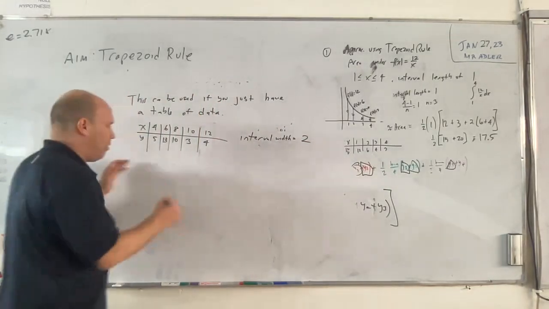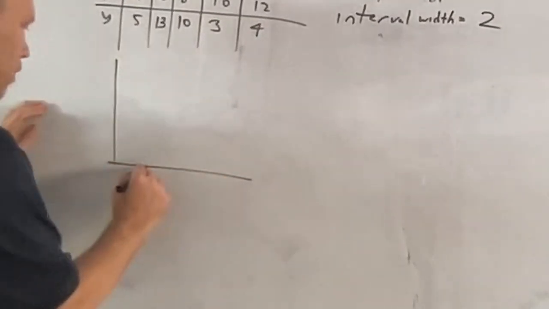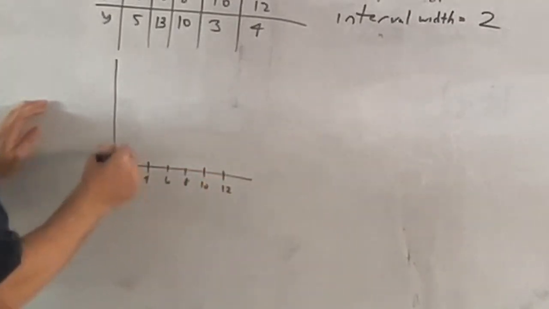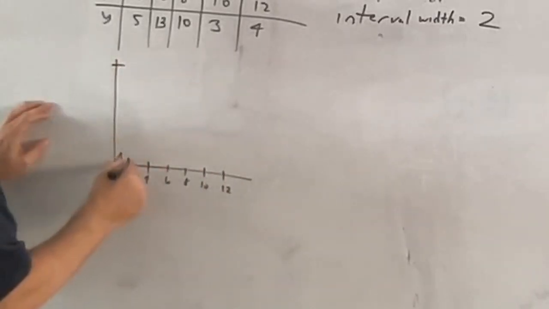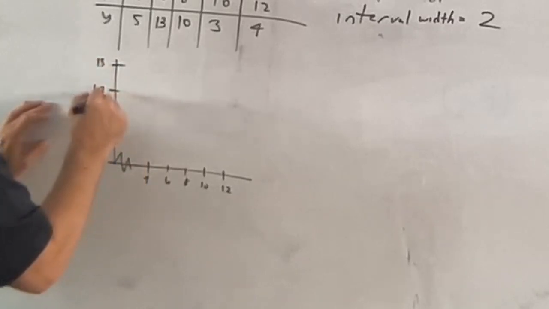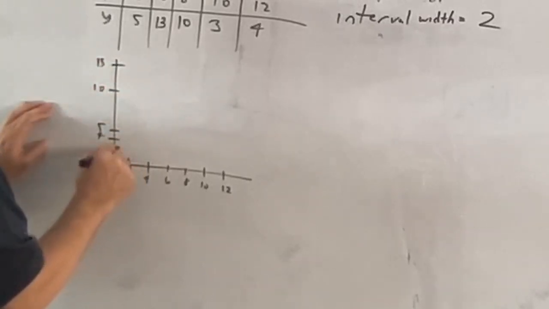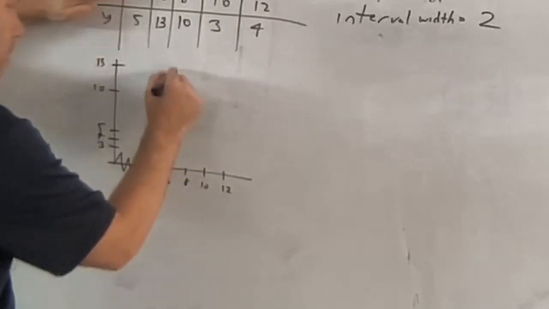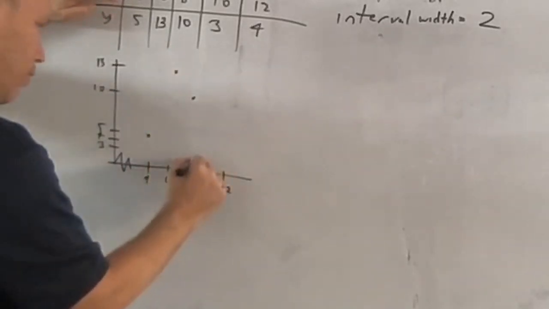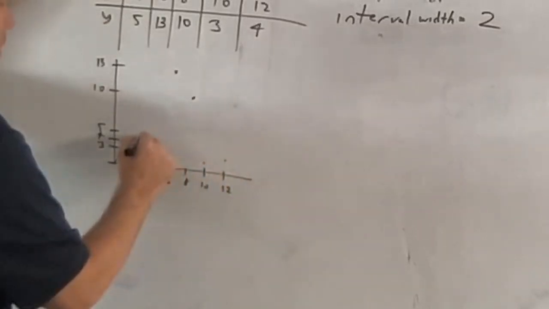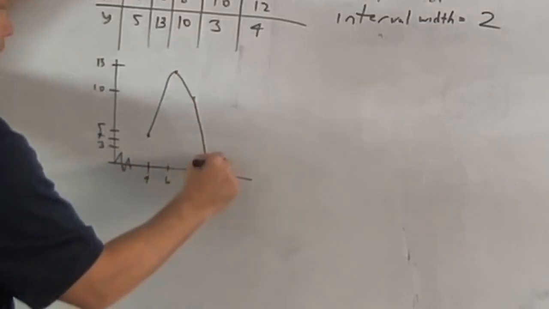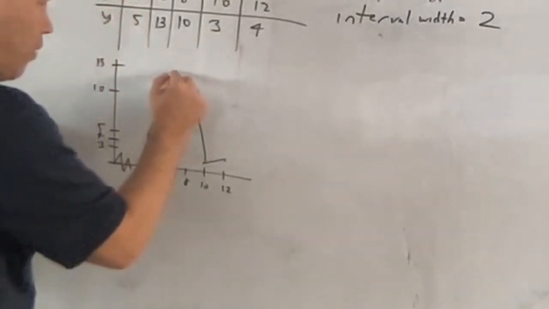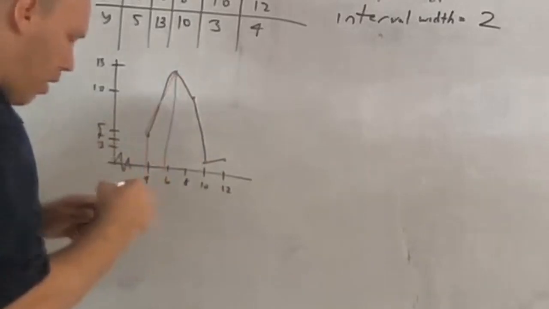Maybe I want to first do a sketch. You know, it's not the best sketch. Let's see. Here's 4, 6, 8, 10, 12. This is 13, this is 10, this is 5, 4, 3. So 4 goes to 5, 6 goes to 13, 8 goes to 10, 10 goes to 3, 12 goes to 4, whatever this is. Whatever this is, we can still make trapezoids to find the area under this curve, right?